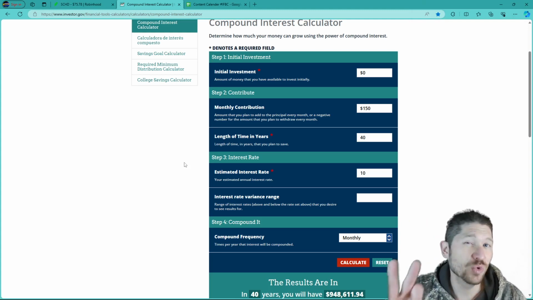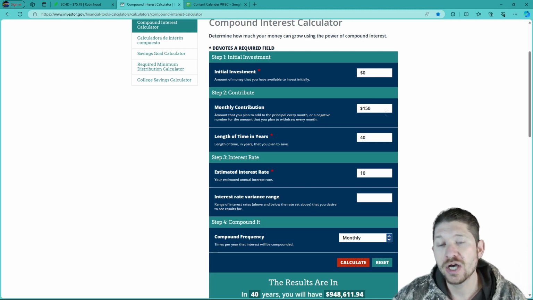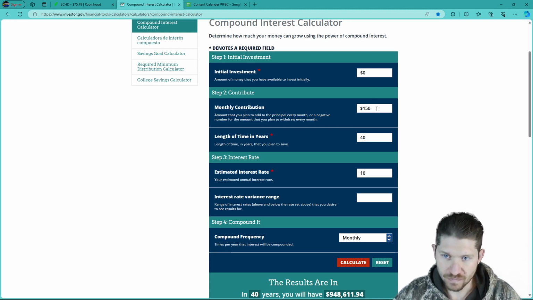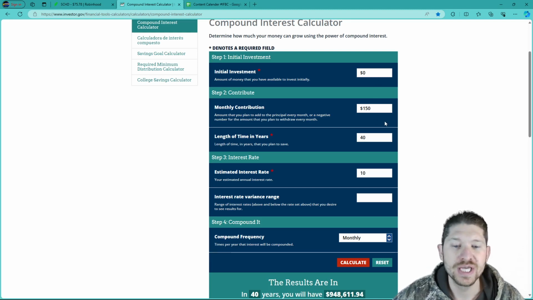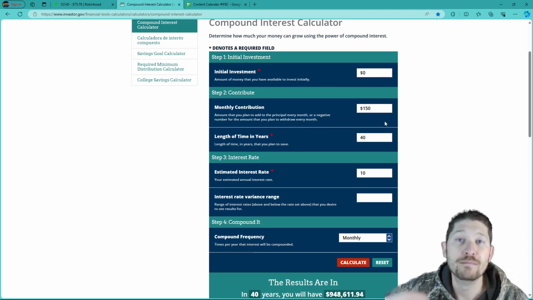But let me show you, that's 40 years, guys. Let me show you a little bit different, because that's an annual compound, okay? That's if you were to compound the money annually. We're going to buy monthly paying stocks, and we're going to compound that interest monthly.